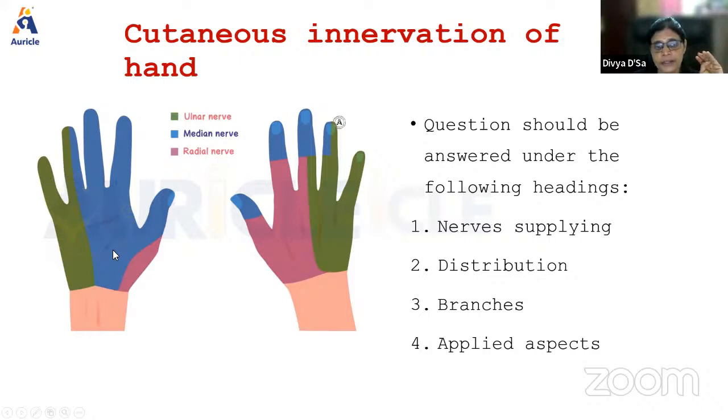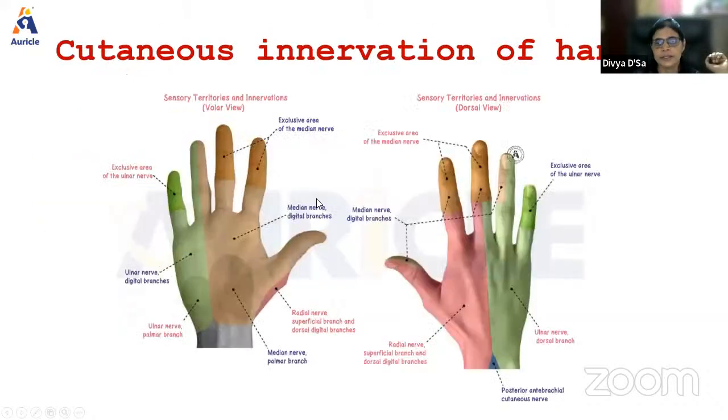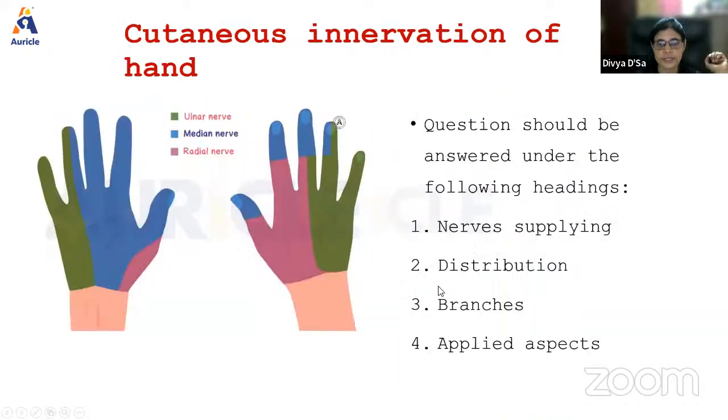In the palm, the median nerve supplies the lateral 2/3 of the palm as well as the lateral 3.5 fingers. The radial nerve will supply the lateral aspect of the palm a little bit, and then also the dorsal aspect of the 2.5 fingers. Some books give up to 3.5 fingers, but most of the time they give it this way.